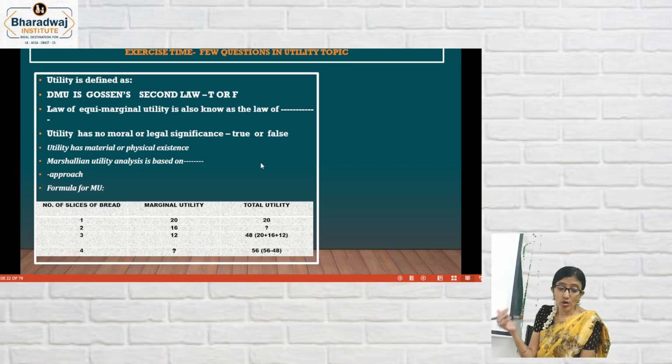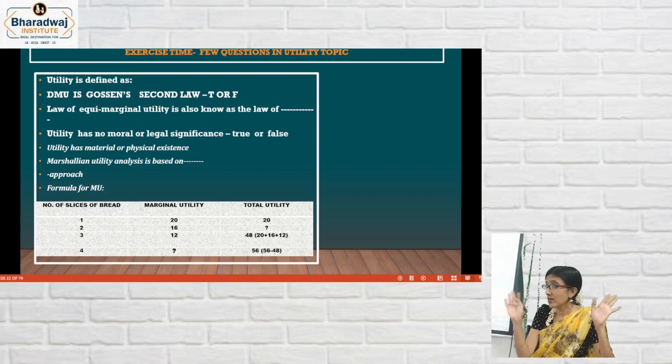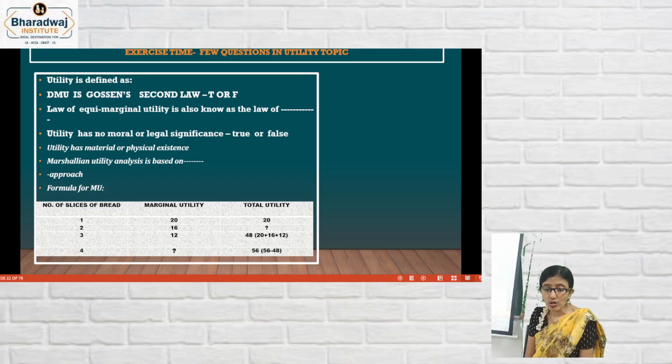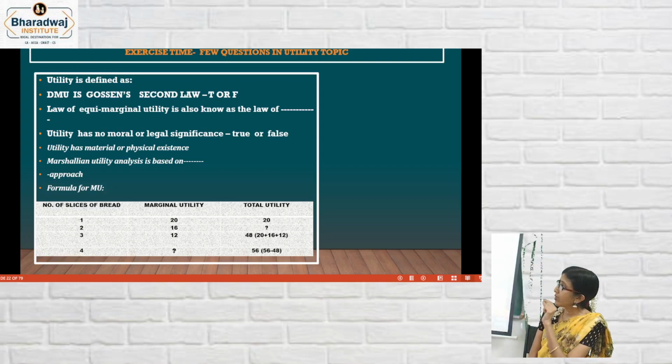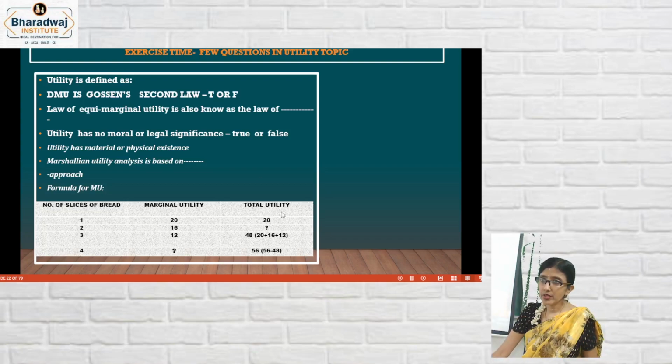Next, DMU is Gauss's second law, true or false. Okay, I'm not asking you to answer, please. For some people for whom the font is not clear, I'm just reading. Law of equimarginal utility is also known as law of dash. Nobody should answer. People who cannot read the question, for those fellows I'm helping. Should I copy and paste it, Shreya?